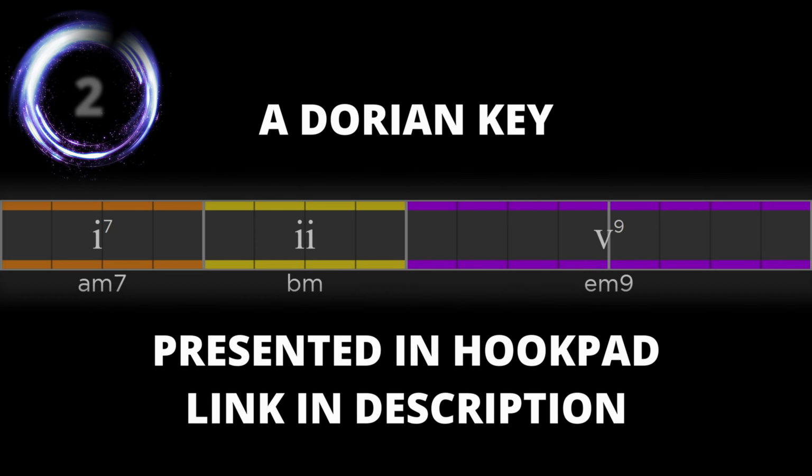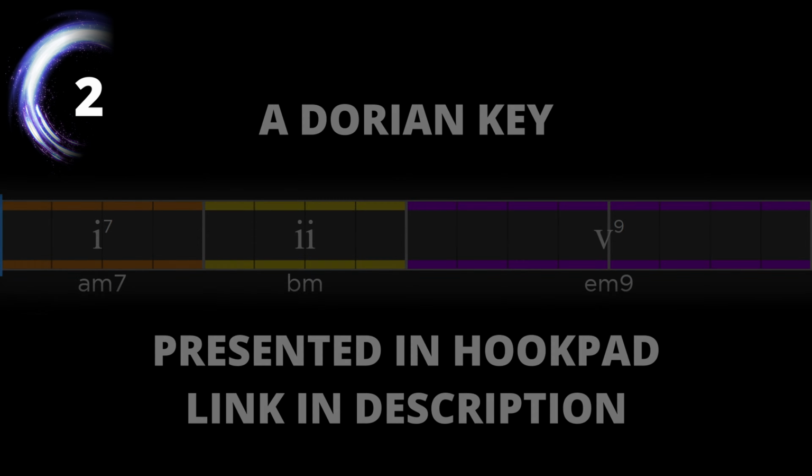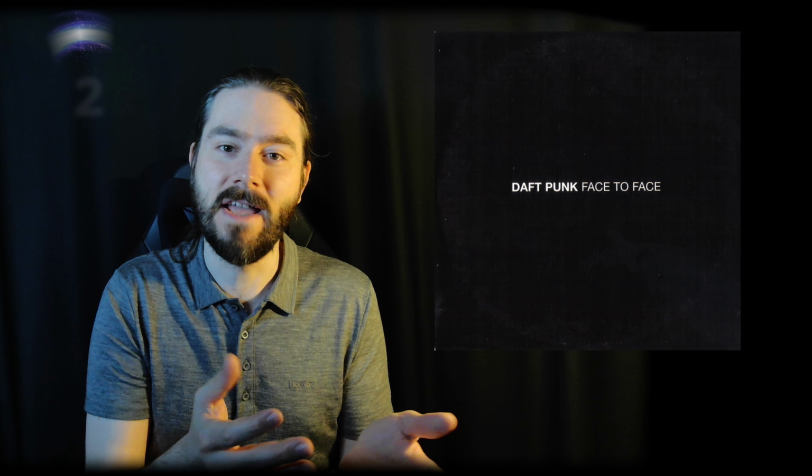In at number 2 is a Dorian key example, 1 minor 7th, 2, 5 minor 9th. A simple all minor chord affair here. You can hear the rising escalator effect of putting the chords in Roman numeral order. Listen to this in Face to Face by Daft Punk.